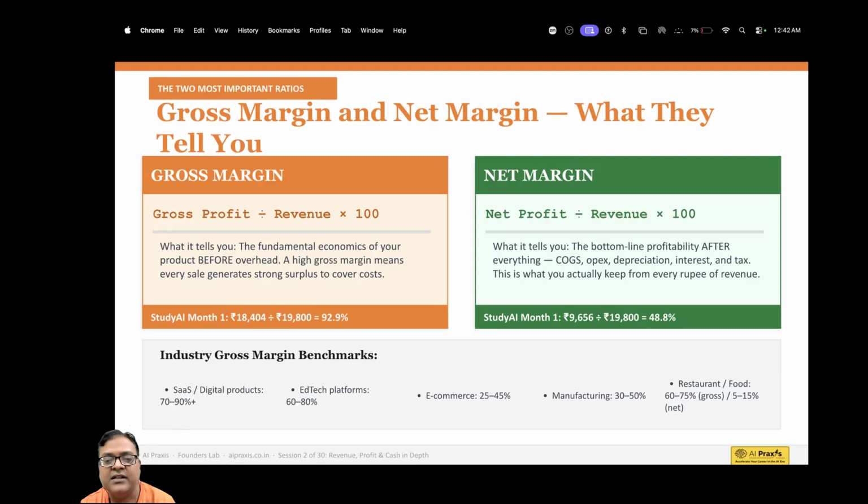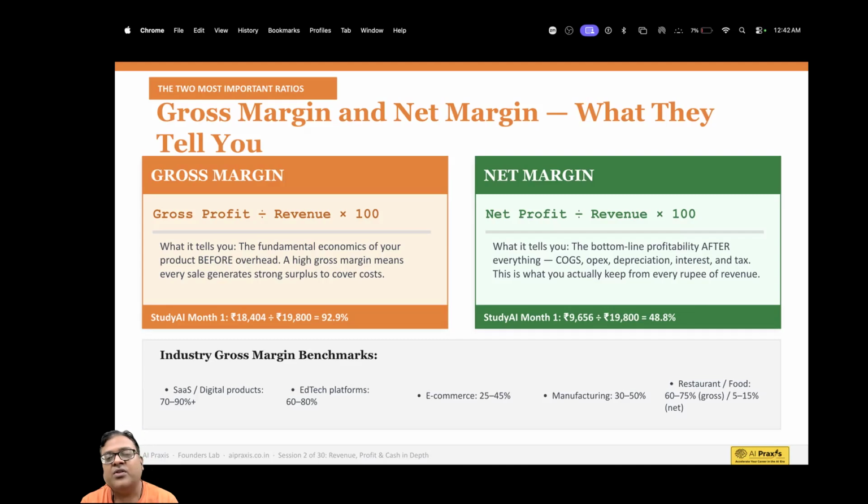By the way, this is not the minus sign. This is an explanation of everything. Okay, that hyphen. So what everything is: the COGS, OPEX, depreciation, interest and tax. This is what you actually keep from every rupee of revenue. So in case of Study AI, it's very simple. I said closer to 50%, which is 48.8% that you actually see.